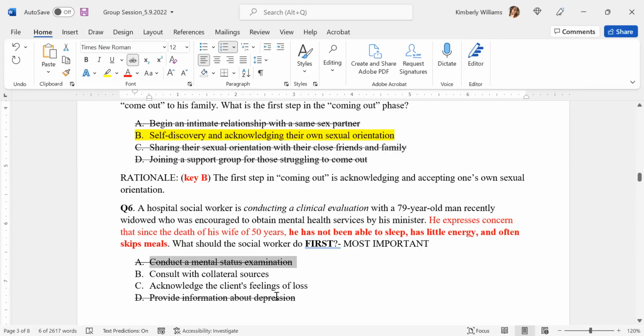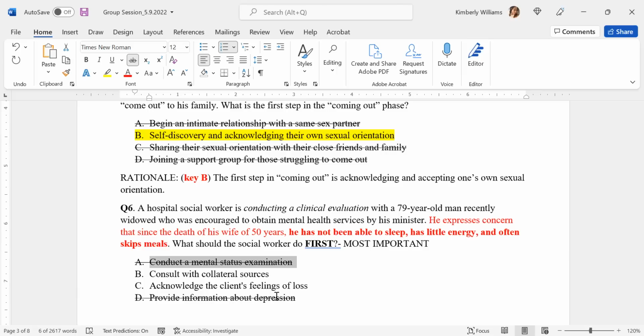Consult with collateral sources. Somebody said they want to keep it. I don't remember who. I did. Okay, so tell me why. The reason that I said consult with collateral resources is because maybe he needs to be seen by a doctor because he has low energy and he's skipping meals. So that's the reason that I said maybe he needs to see a physician.